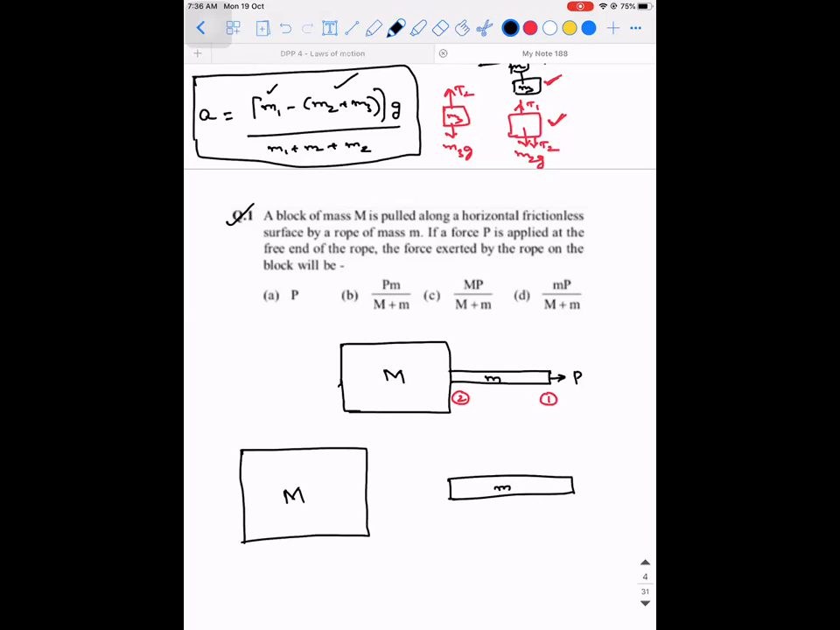Since these two systems are connected together always, can I say both the blocks will have the same acceleration A? Yes, sir. Okay. If this is taken as P, now observe.